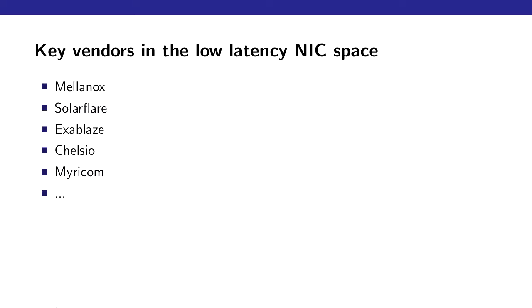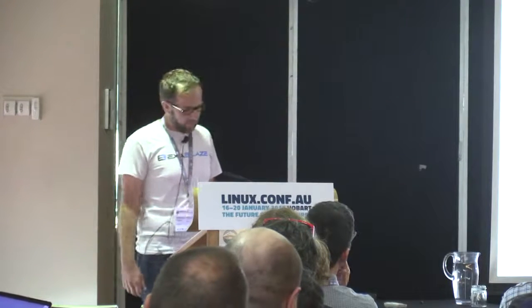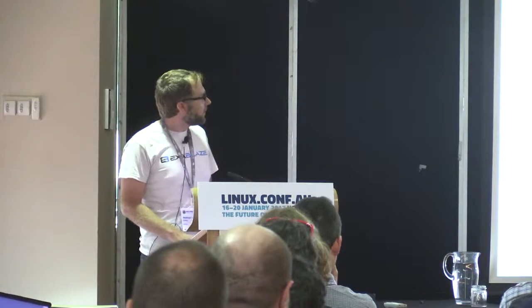So there's the Mellanox, which is quite big in the scientific computing space. Solarflare does a lot of low latency stuff, especially for trading. Exablaze is us, Chelsio, and Myricom. Myricom was, of course, one of the early companies to get into low latency networking for the scientific space. They're a bit less prevalent now, but they still exist. They're owned by CSPI now. So all of these vendors have kernel bypass solutions, and I'll talk a little bit about the various solutions in a moment.